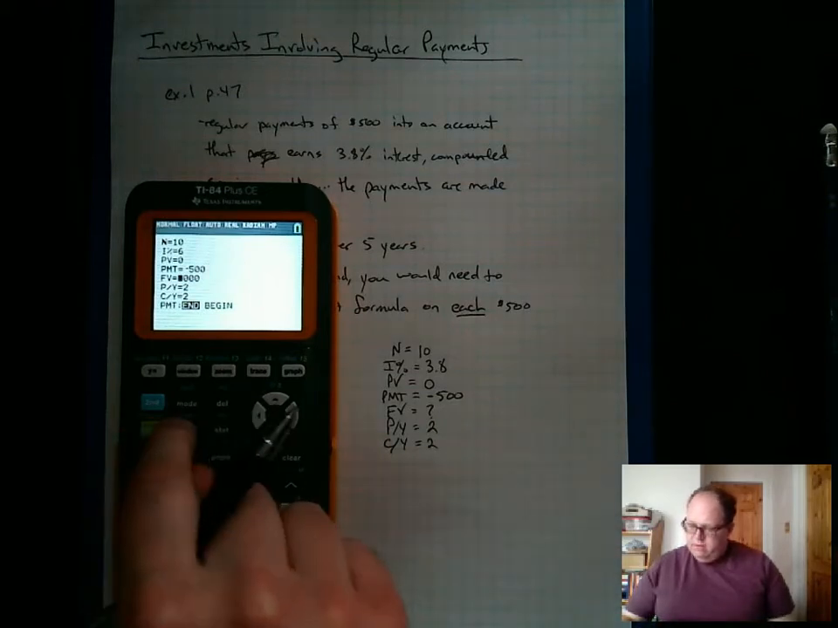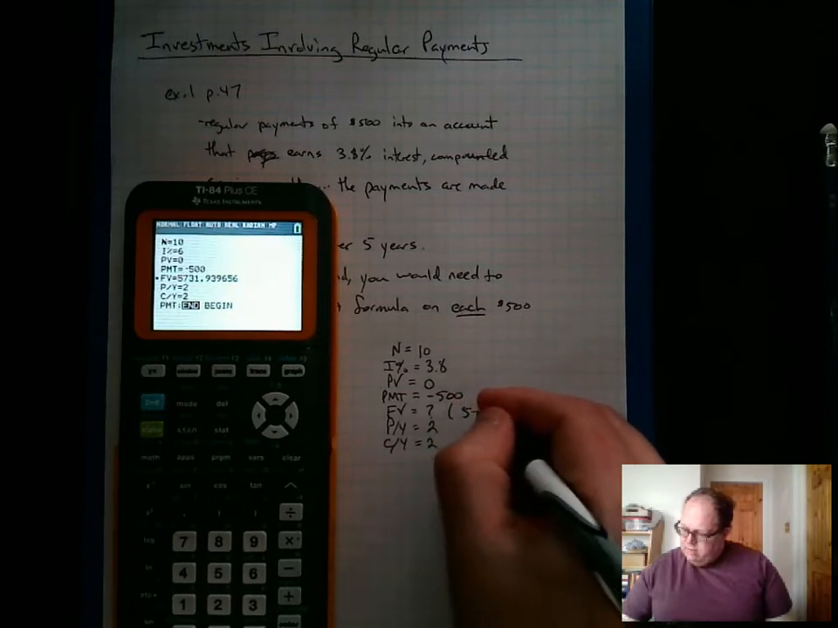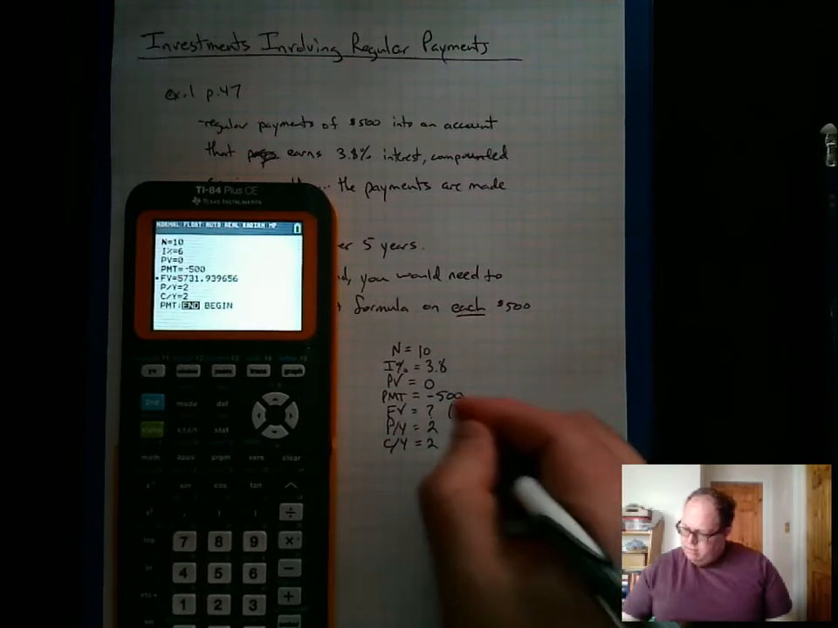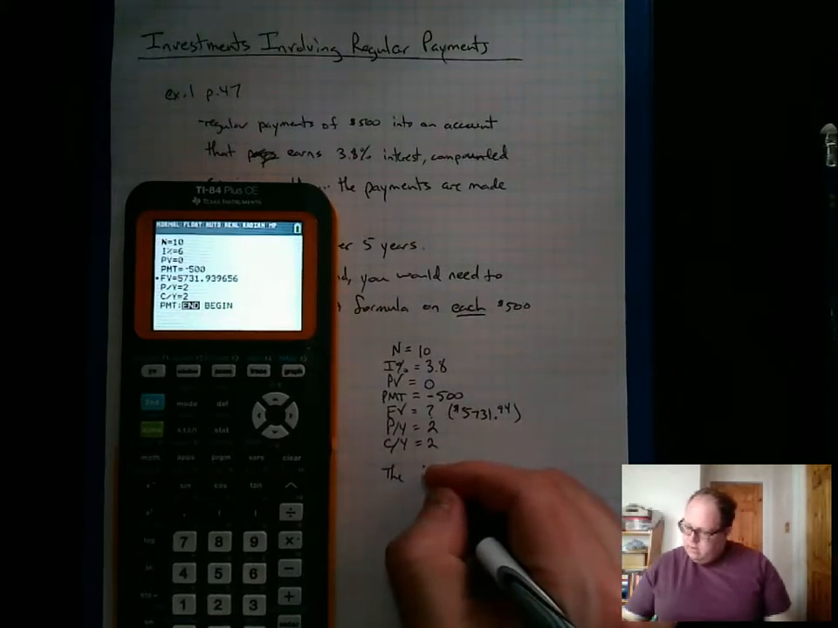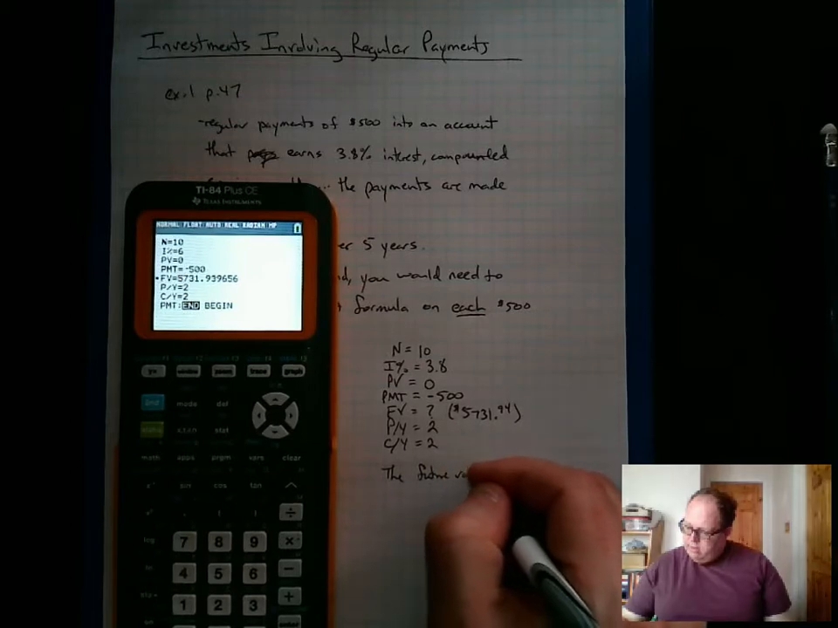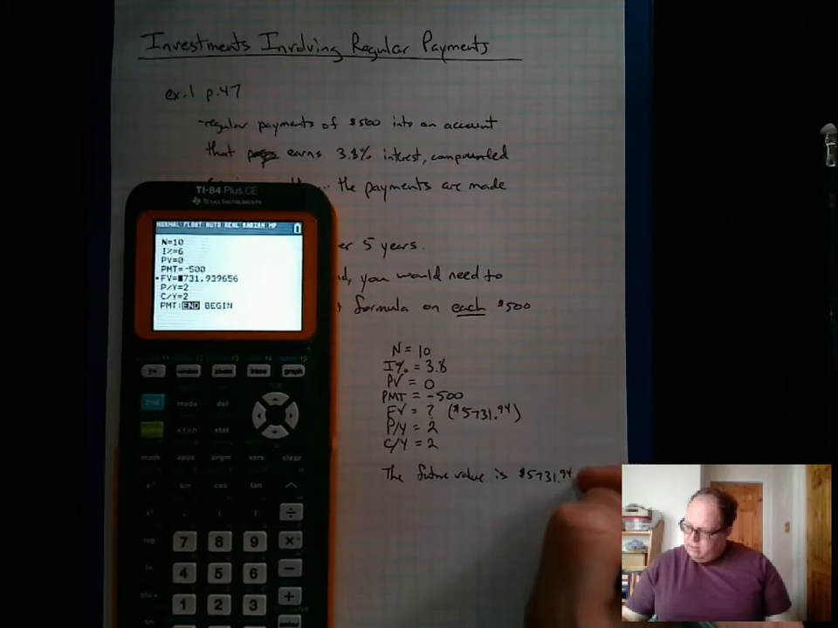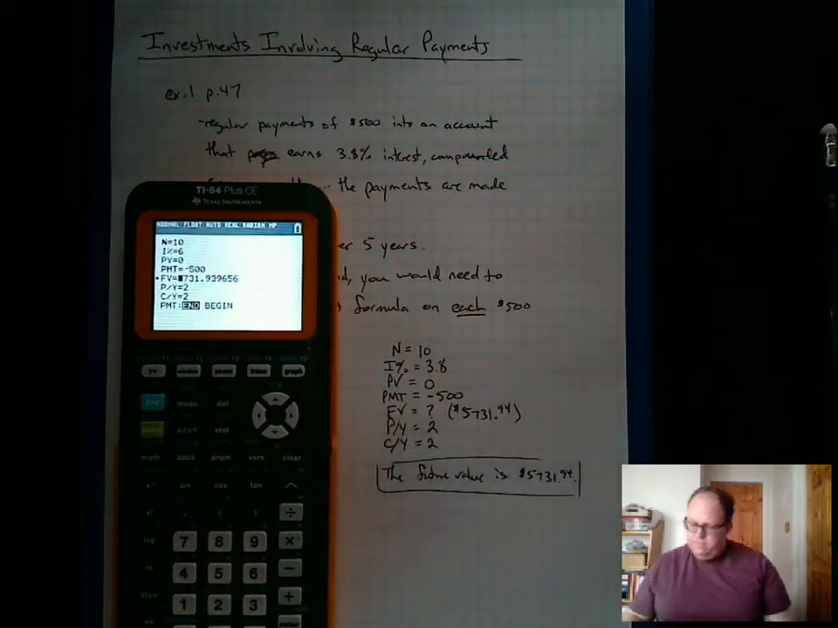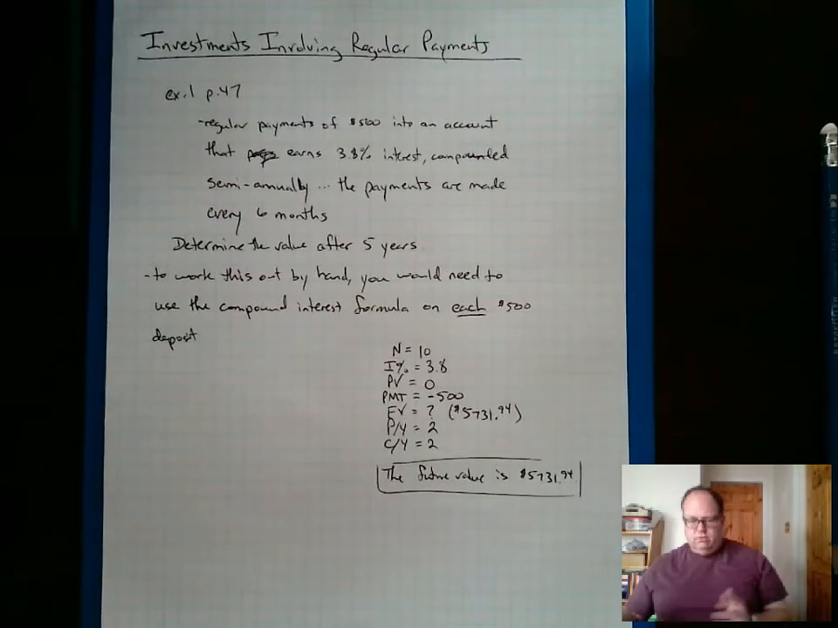If I then solve for future value, that ends up being worth $5,731.94. And that is much easier than using the compound interest formula 10 different times. The future value is $5,731.94. So I'm going to work through a couple more examples a little bit more definitively than that, but that's just to show you how you can use the solver to work these out.